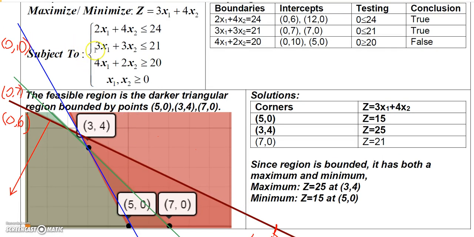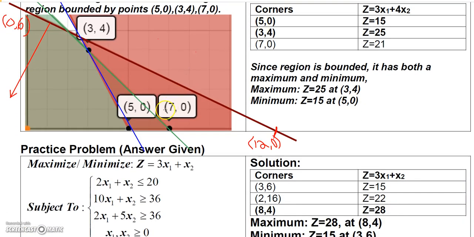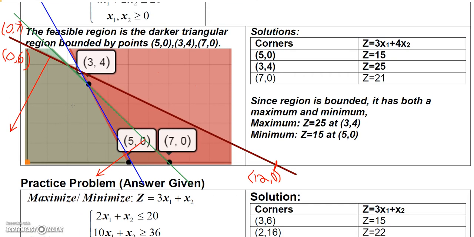And then the next one, 3x1 plus 3x2 is less than or equal to 21. That goes through (0, 7) and (7, 0). So (0, 7) would be about right here, and then follow it down here to (7, 0) right here. I graphed that one in green, so you see that green line. Now if you test (0, 0) for that one, you get a true statement, so we would shade below the green line, that side of that line.